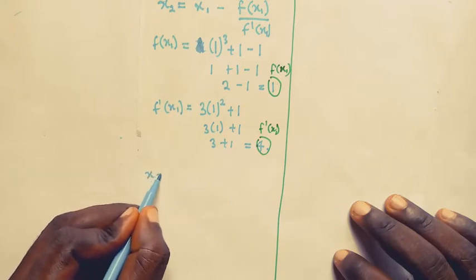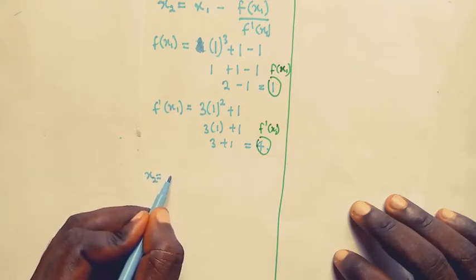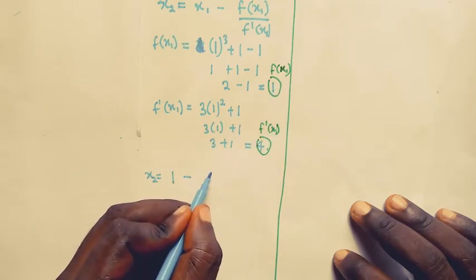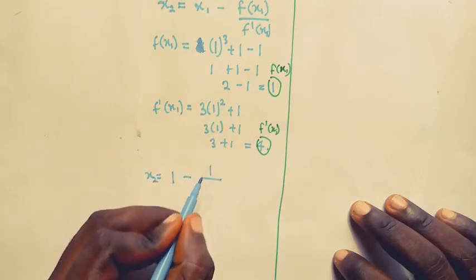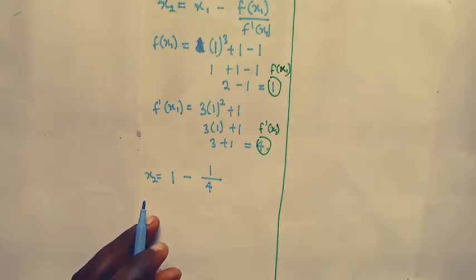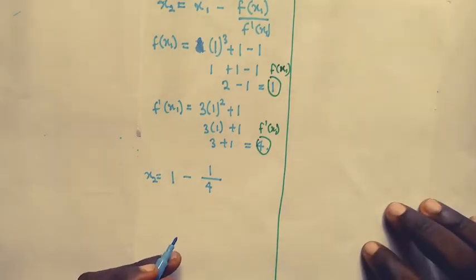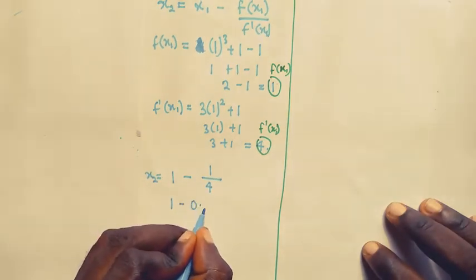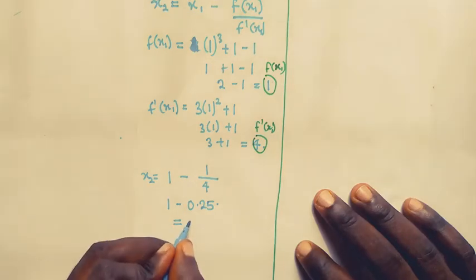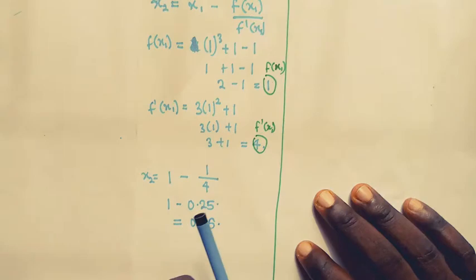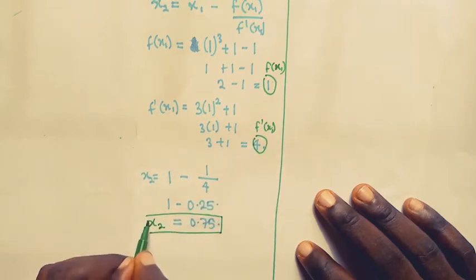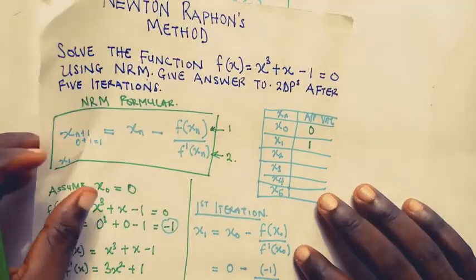I'm going to have x1, my x2 now will be equal to x1, which is 1, minus f of x1, which is also 1, divided by f prime of x1, which is 4. So I have 1 minus 1 over 4. And punching 1 over 4 into the calculator will give us 0.25. So I have 1 minus 0.25. That effectively gives me 0.75, and that is my second approximate. x2 is equal to 0.75.